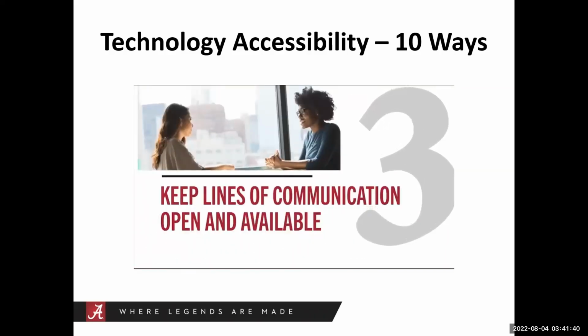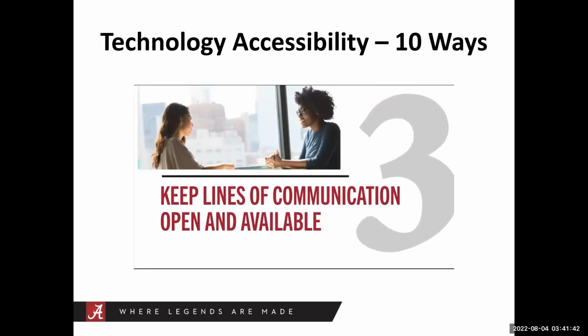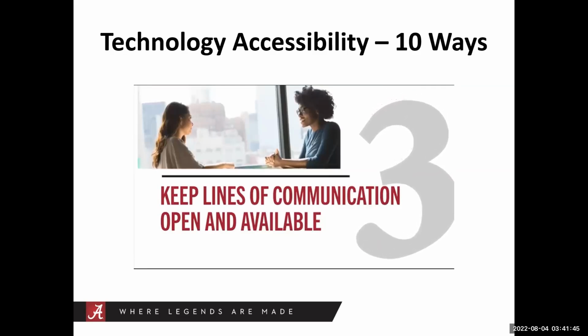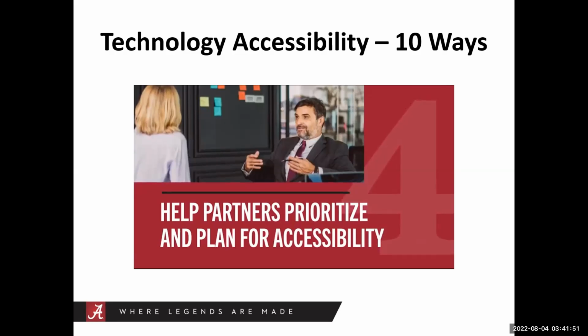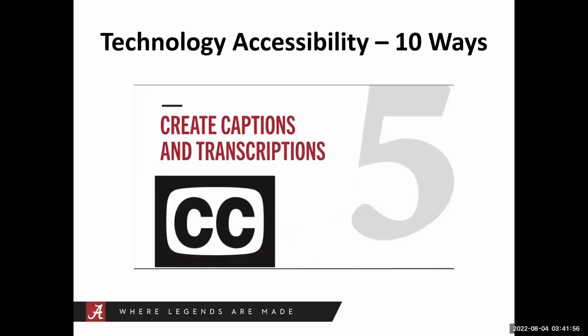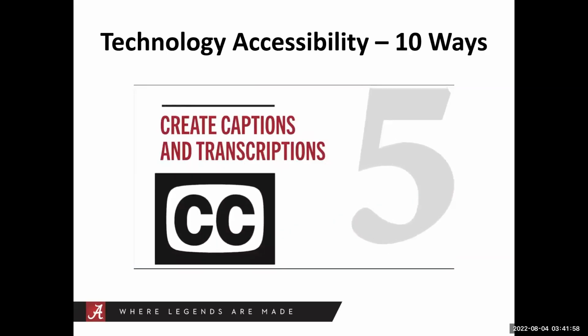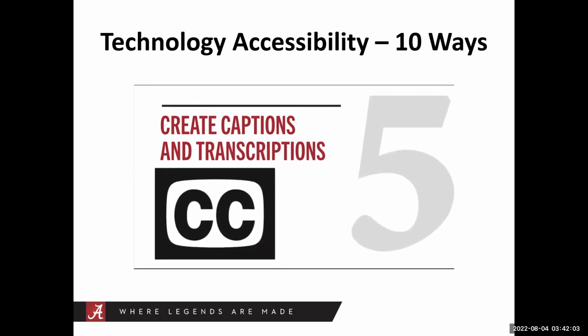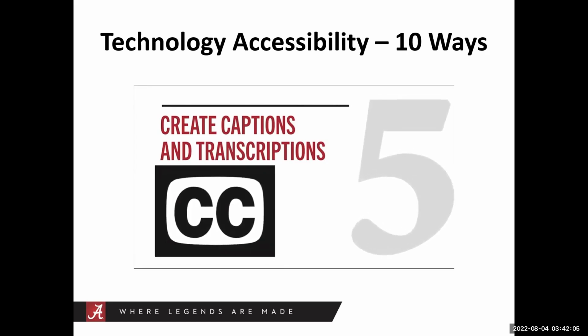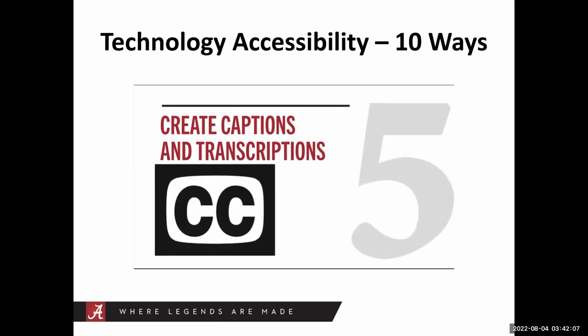Number 3, keep lines of communication with your users open and available. Number 4, tell vendors, publishers, or third parties that accessibility is important and ask how they are planning for accessibility. Number 5, ask for or create a captioned or transcribed version of any media you use. Captioning grants are available to caption and or transcribe UA-owned audio and video.